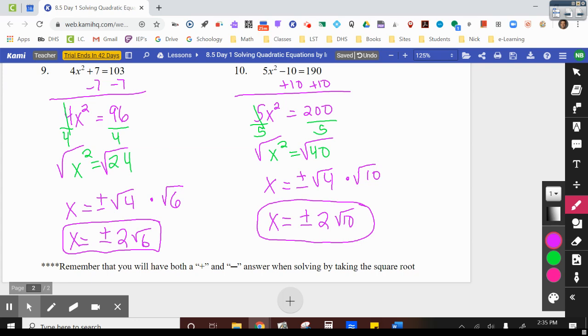So now it's time to do a little practice. You have practice 8.5 to work on. You can either use Cami or print it out and take a picture and submit it to Schoology with a PDF, or just write it on a separate sheet of paper. Take a picture of it or scan it and send it to me.